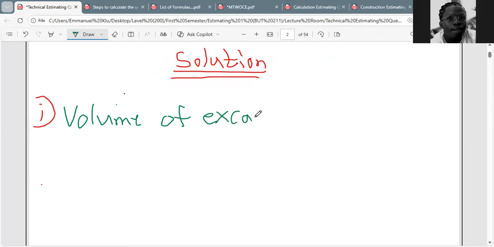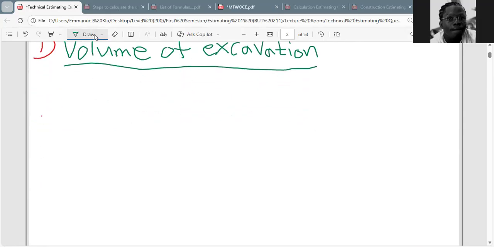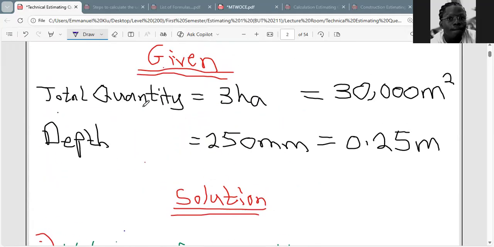is our volume of excavation. Volume of excavation. So our volume of excavation, how do we calculate for that? That is going to become V is equal to area times depth. Okay. The total quantity is the same as the area.